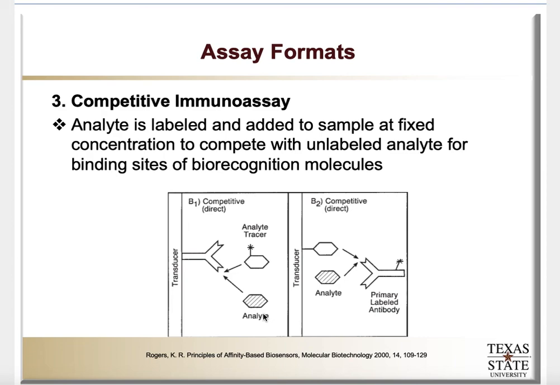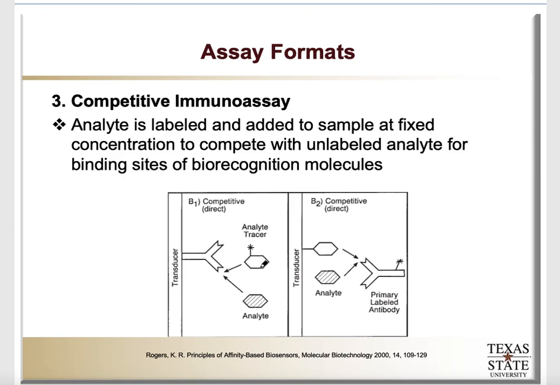Now to detect it, what we're going to do is add a tracer analyte at a known concentration, and that tracer is going to be labeled either by fluorescence or with an enzyme or something like that. On the left-hand side, I have a competitive direct assay where I have a transducing surface, let's say an electrode. That electrode has an antibody immobilized, which acts as the biorecognition molecule.